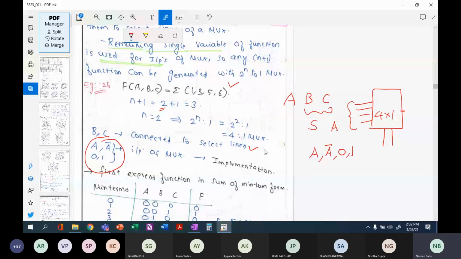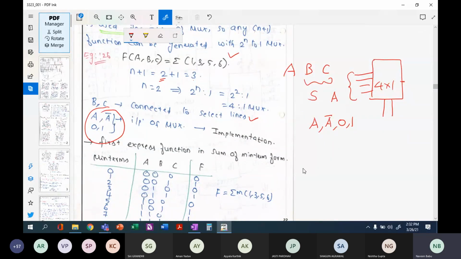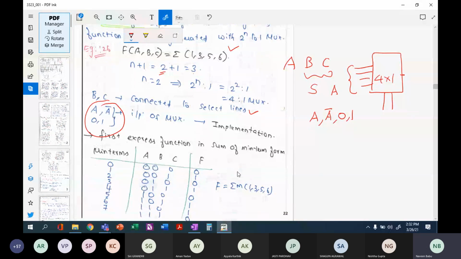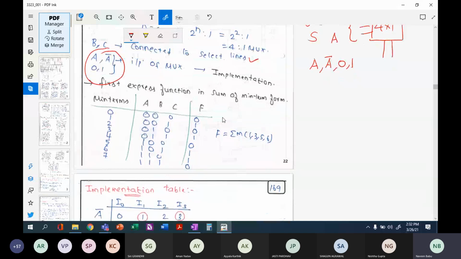Okay. Now first let us express this function as a truth table, then you will understand. What are the min terms? Min terms are 0, 1, 2, 3, 4, 5, 6, 7, and the variables are A, B, C starting from 0, 0, 0 to 1, 1, 1. And what are the function min term values? 1, 3, 5, 6. You see here that this corresponds to 1, 3, 5 and 6. They will have 1 here.